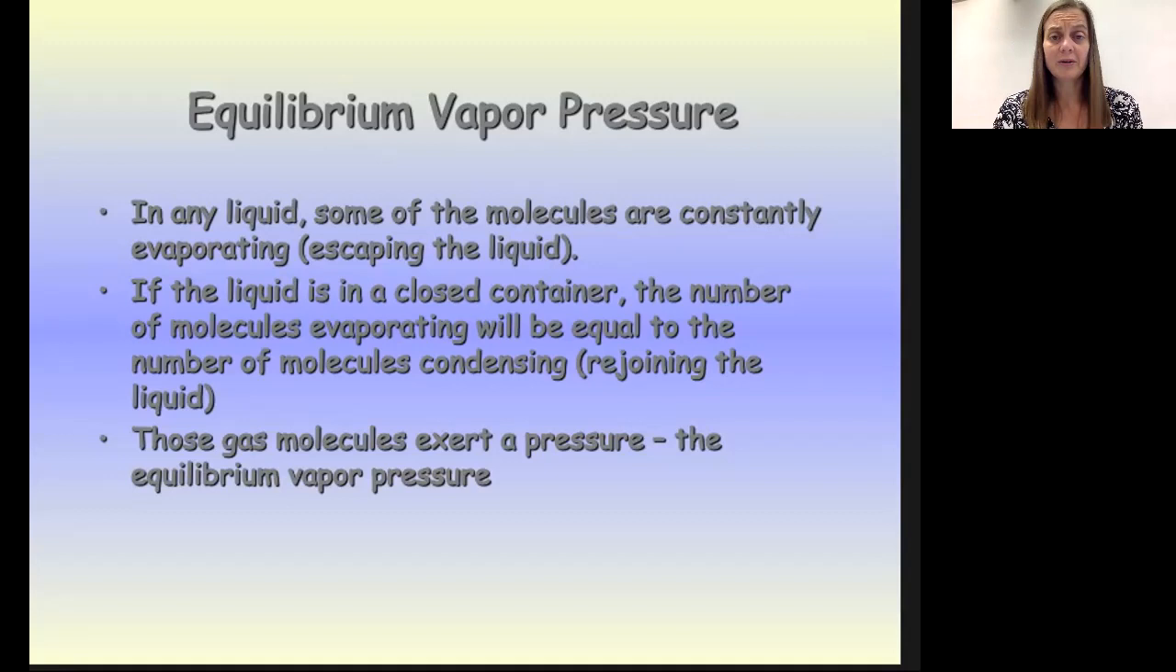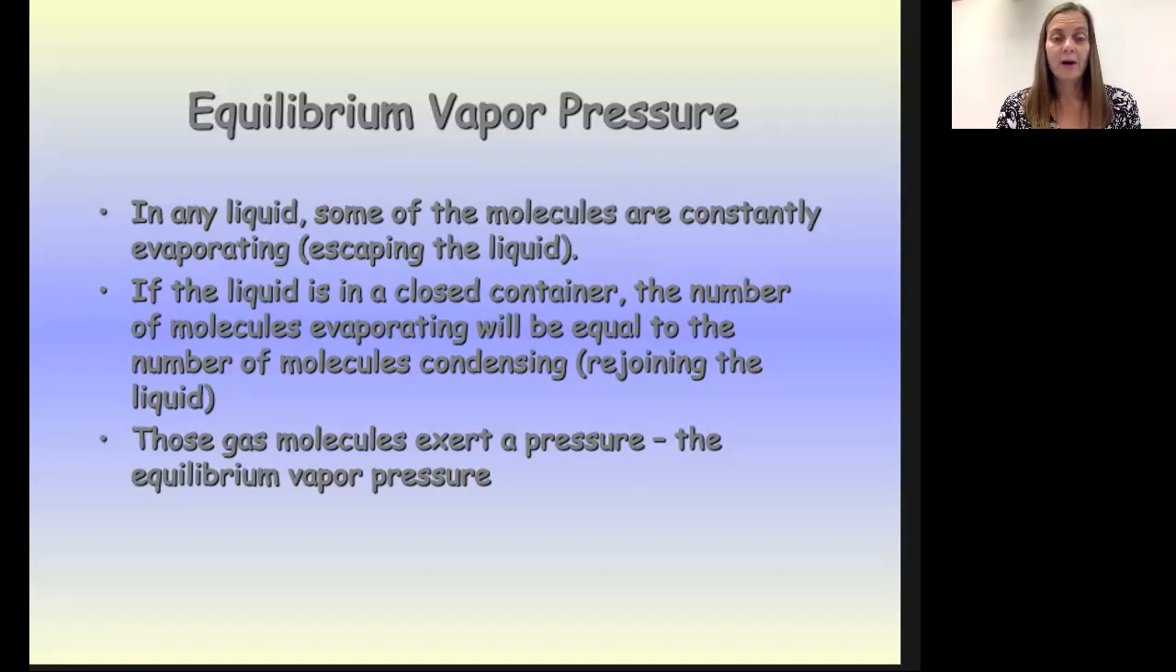So the more difficult it is for a liquid to evaporate, the more difficult it is for those molecules to escape, the lower the equilibrium vapor pressure is going to be because you're going to have fewer molecules of gas. So that means that liquids with higher intermolecular forces are going to have lower equilibrium vapor pressure. Liquids with lower intermolecular forces will have higher equilibrium vapor pressure.